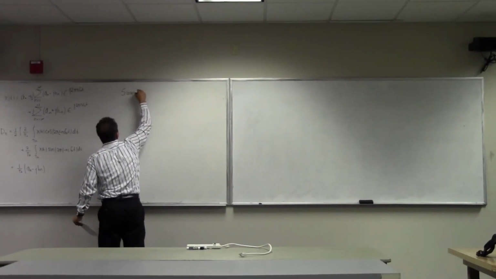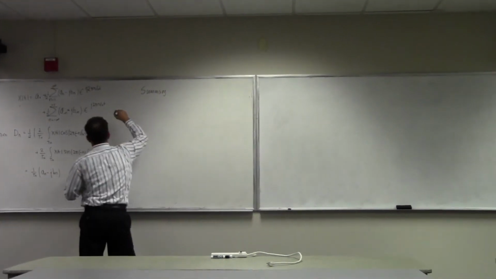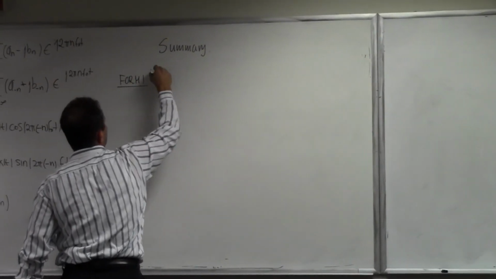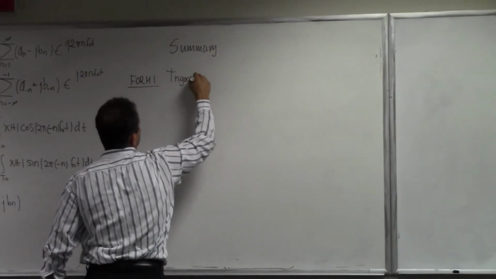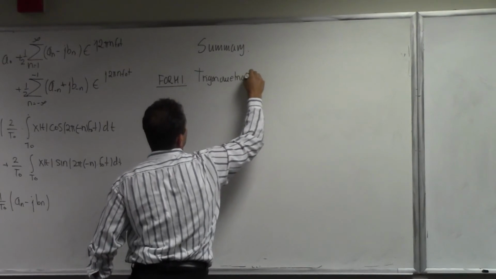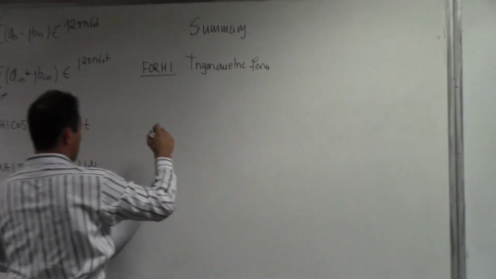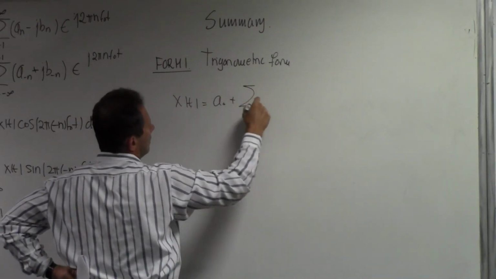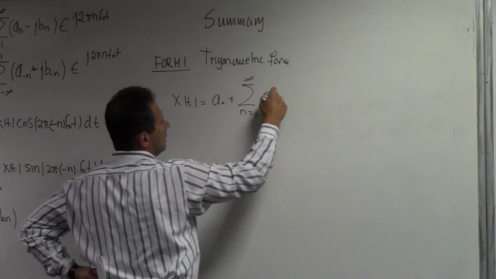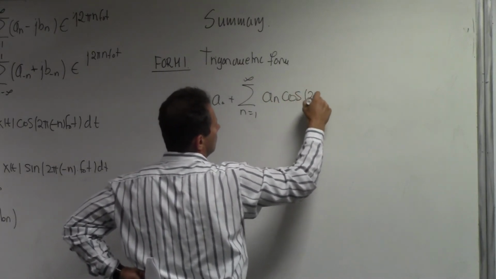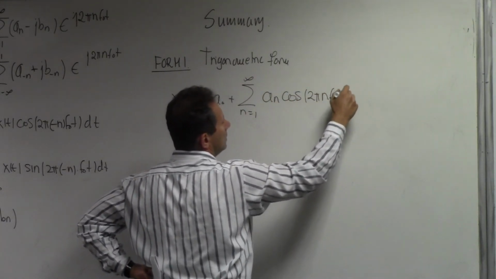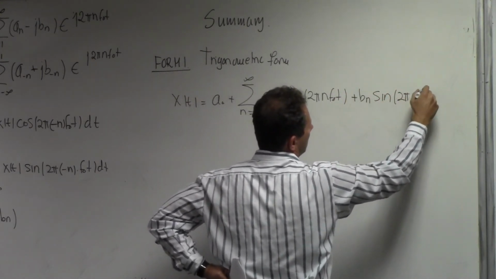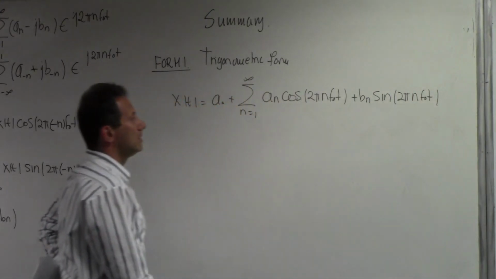So, summary. There's form one. This is our trigonometric form. It says that x of t is equal to a0 plus the sum, when n goes from 1 to infinity, of an cosine 2 pi n f0 t plus bn sine 2 pi n f0 t. So that's the series, right?